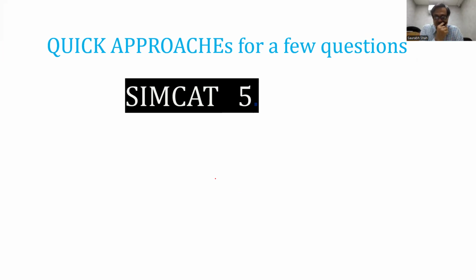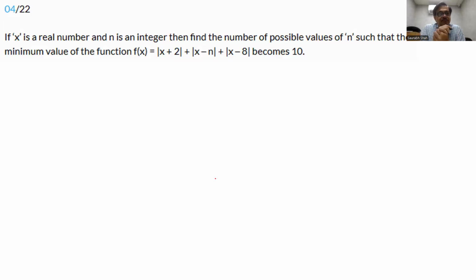A few approaches. Let's begin with the first question of my selection. Fourth question. Now, here we have a function which is defined, and we are told that the minimum value of the function becomes 10. This could have been a little lengthy or a difficult question otherwise. But look at the values that are set here. 2 and 8 gives you a 10.